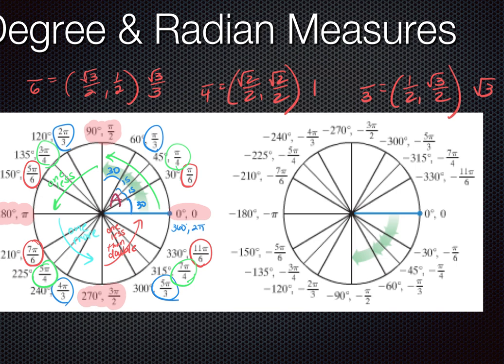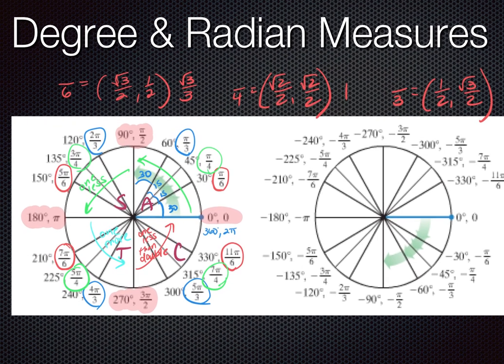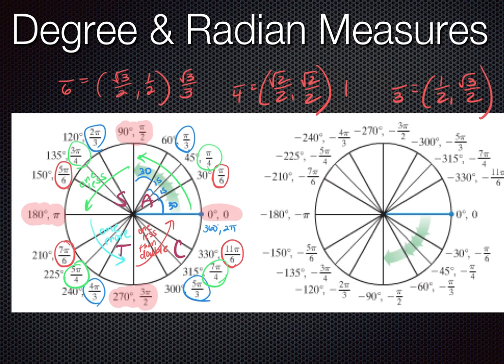And then obviously the signs change as you move around, and we know the signs because we know the acronym: All Students Take Calculus. So in the first quadrant, all of them are positive. In the second quadrant, sine and cosecant are positive, everything else is negative. In the third quadrant, tangent and cotangent are positive, everything else is negative. And in the fourth quadrant, cosine and secant are positive, everything else is negative.